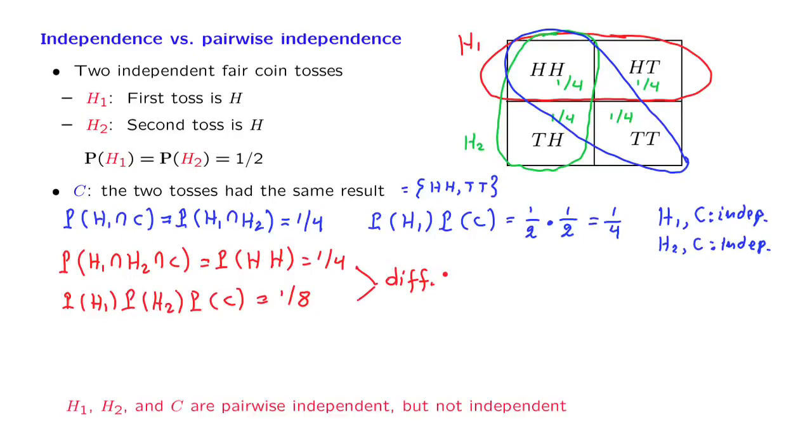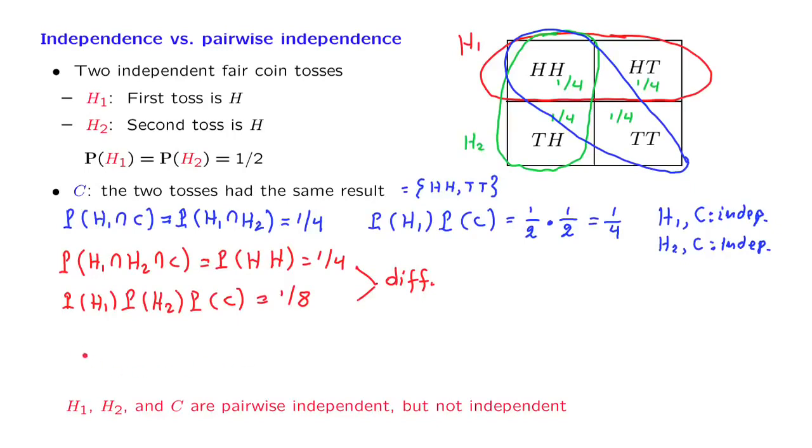So in this example, H1, H2 and C are pairwise independent, but they are not independent in the sense of an independent collection of events. How are we to understand this intuitively?